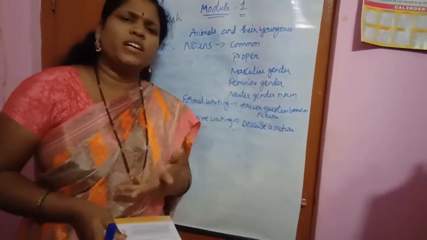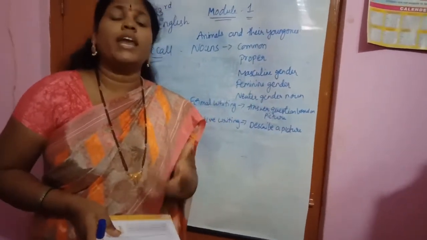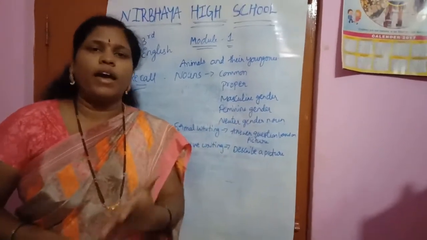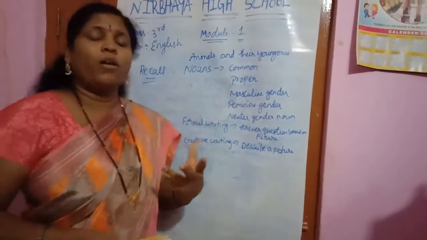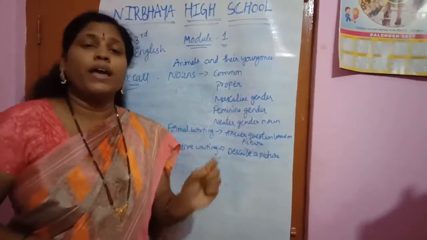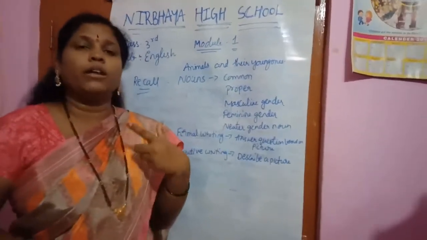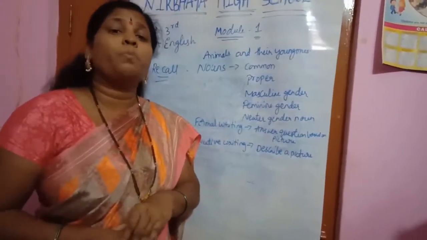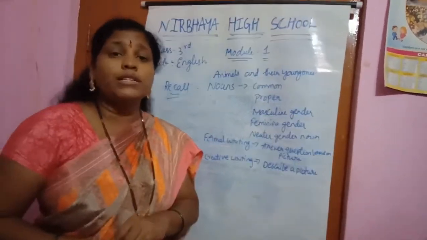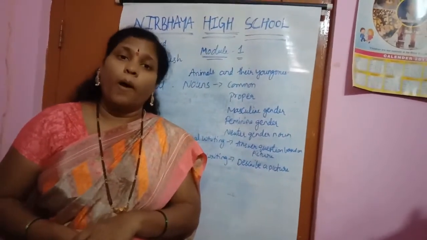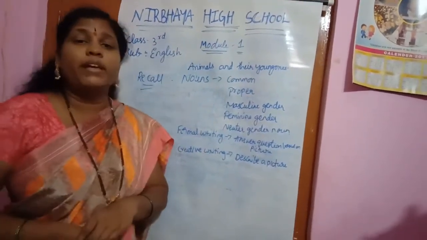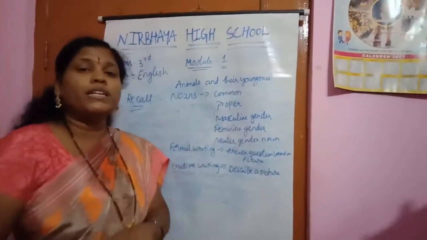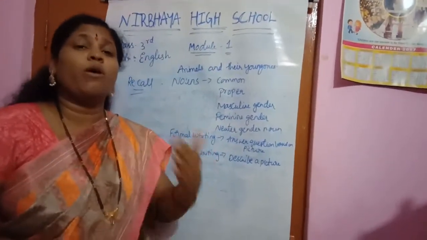What is a common noun, children? Common nouns are general names given to a person, thing, animal or place. A proper noun is a particular name given to a person, thing, animal or place. Masculine gender noun means male animals, male or boys. Feminine gender means female animals, girls. Neuter gender noun means non-living things.